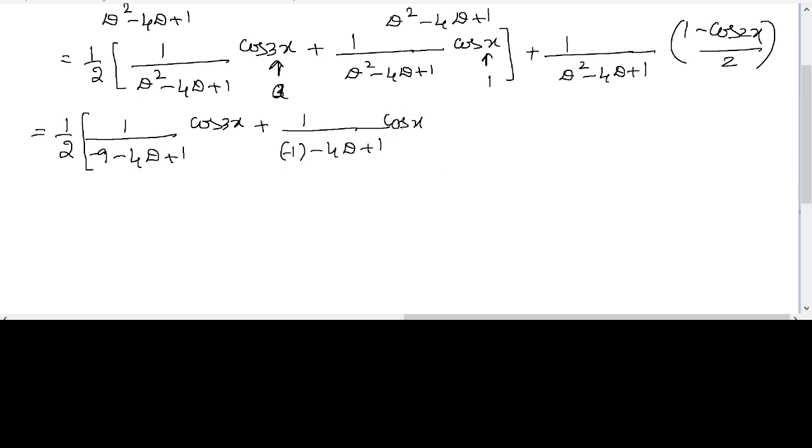So this is what we get for the second term, and here you take 1 by 2 outside and apply d square minus 4d plus 1 for the term 1, and 1 can be taken as 1 into e to the power of 0x, where a is 0. So that means replace d by a, because this is related to the first case. So by replacing d by a, where a is 0, we get 1 only for the first, minus, this is second case.